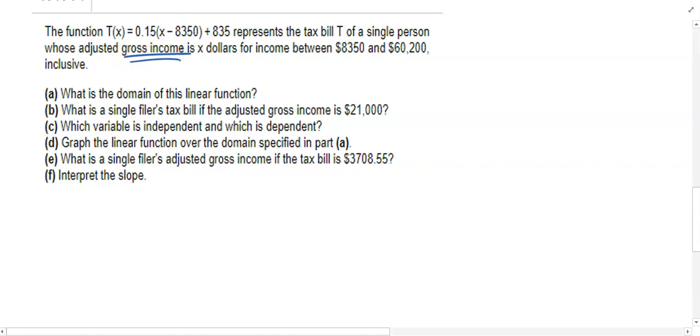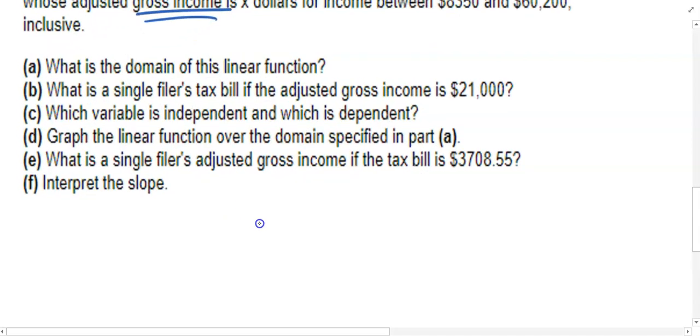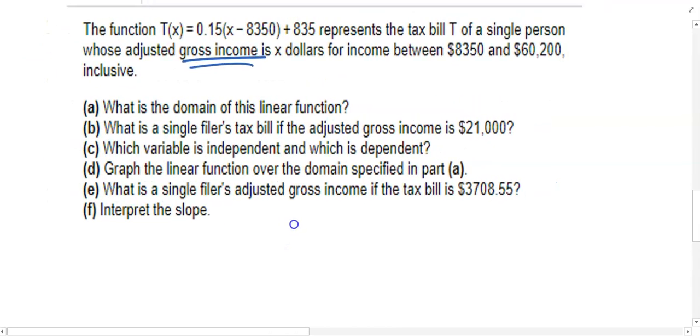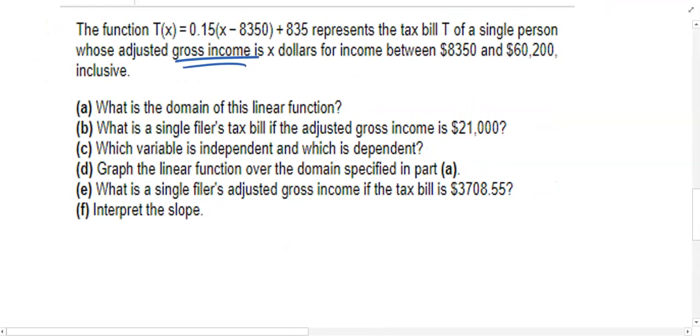Now, if you were to take a financial algebra class, then you may learn this vocabulary a little bit more clearly, but essentially adjusted gross income is determined pretty early on when you start to calculate the amount of taxes that you owe at the end of each year, or when you file your taxes. So anyway, it's important to consider what domain would be appropriate for this particular function. Or in other words, what x values would be permitted for use with this function.